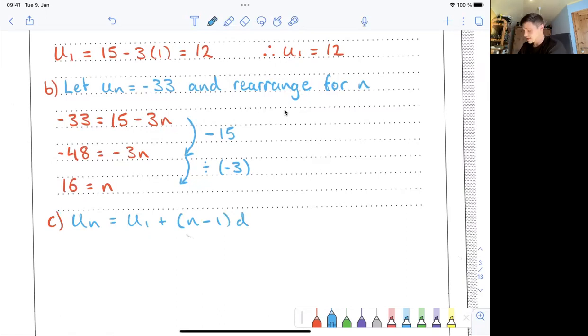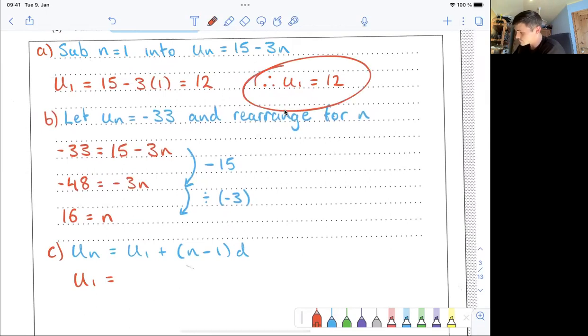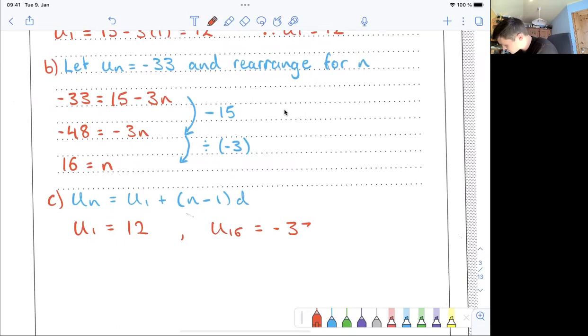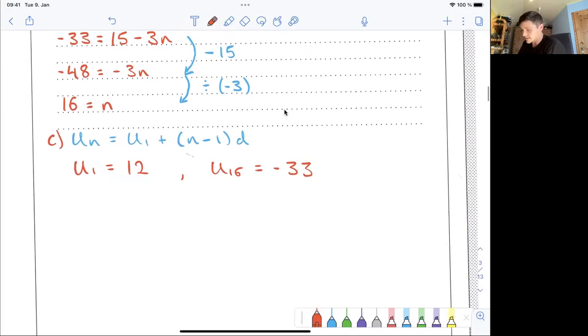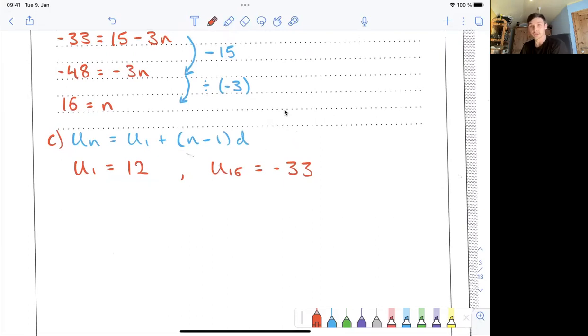Okay, so we don't know d, but there are a few things that we do know. We know that u1 is equal to, as we found at the top, 12. Equally, we know that u16 is equal to negative 33. So I could plug in n is equal to 16 into this formula and sort of unravel it to find d. I hope you don't mind the term unravel. Rearrange perhaps would be more familiar. So yeah, let's go and do that.